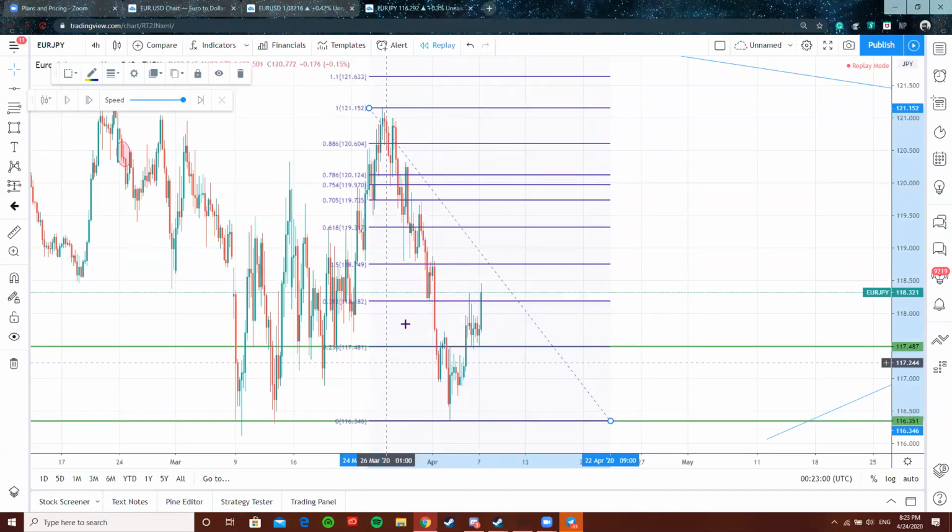If it was an uptrend, it'd be the opposite. It'd be going from swing low to swing high, right? That's if it was an uptrend. So let's look at this. What happens in this situation? It's going up, right? What would you do in this case?